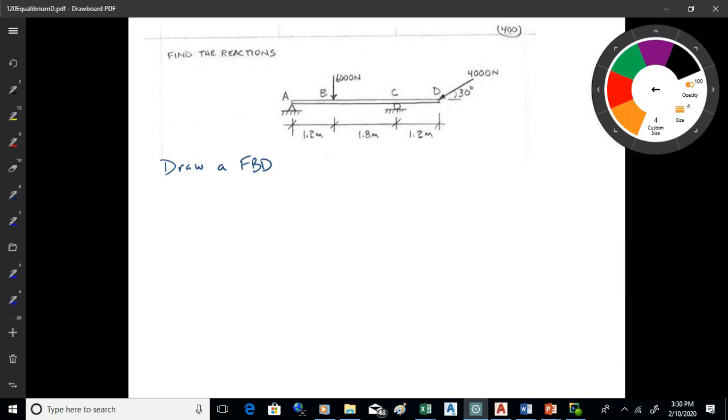Now the thing with this is don't overthink it. You see a certain type of joint, replace it with the forces that it should be replaced with. We're assuming the weight of the beam is 0 on this one.